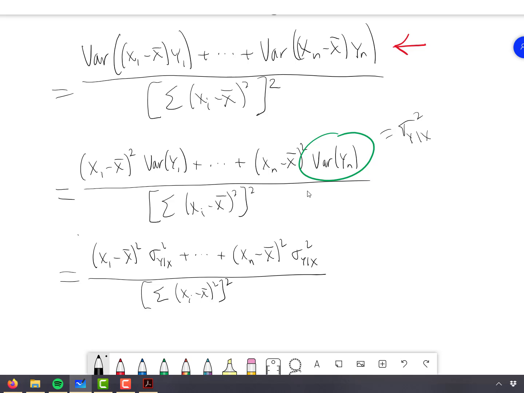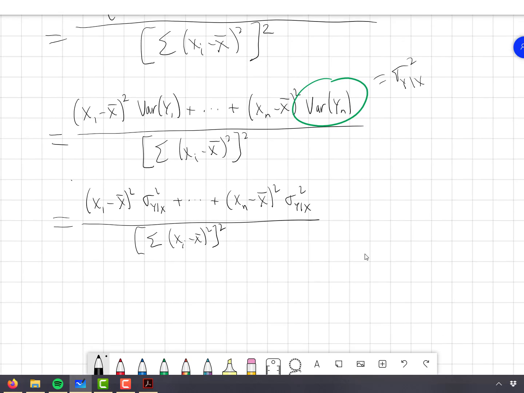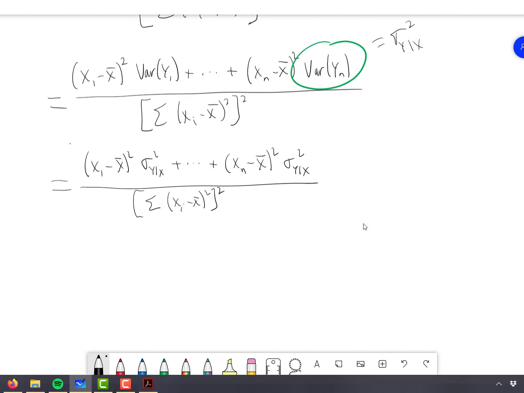And the final step we can note is that what we really have then is this one term, sigma squared y given x, repeatedly. So it may be helpful, instead of having to write the dot dot dots continuously, to say we have sigma squared y given x times the sum from i equals 1 to n of (xi minus x bar) squared, all divided by the sum of (xi minus x bar) squared, squared.